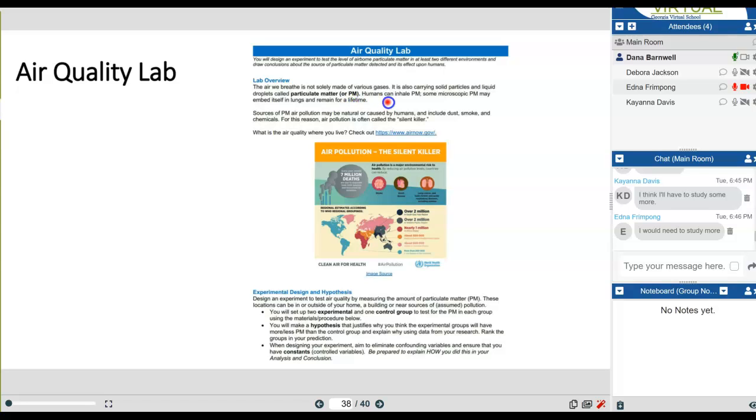Humans can inhale this. And remember, we talked about how small some of these particles are. They can be embedded in the lungs and remain there and cause pretty significant lung damage. So we want to understand where some of the different types of air particulate can come from, and so we're asking you to do your own design of an experiment.